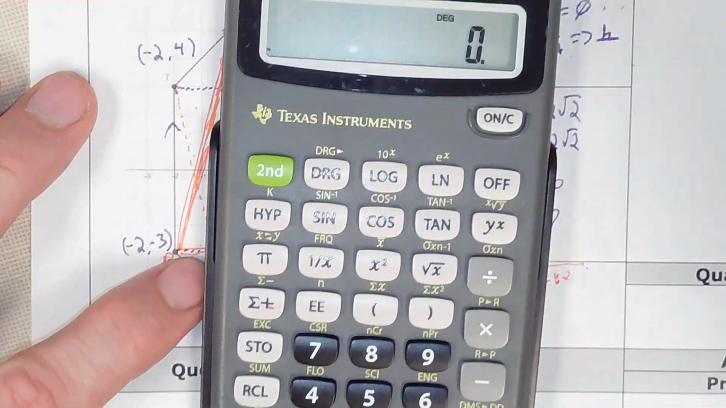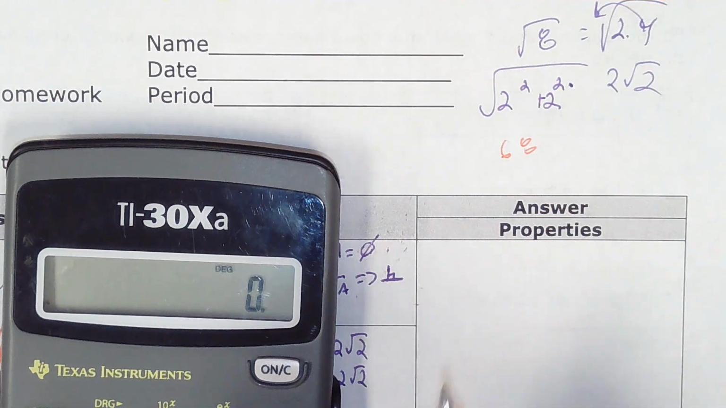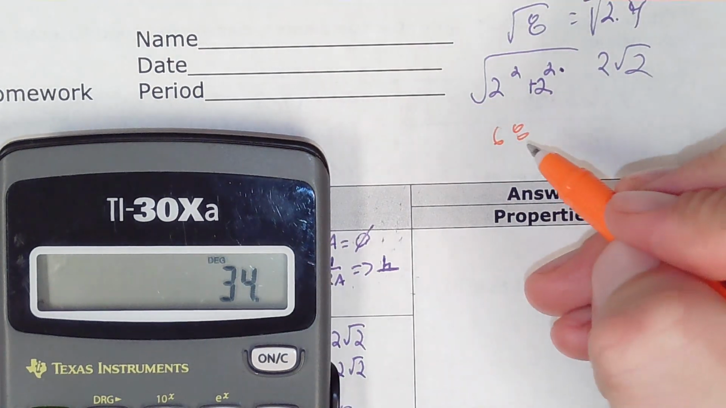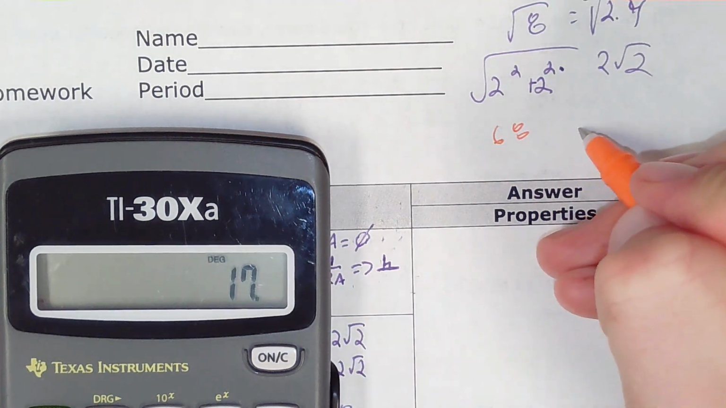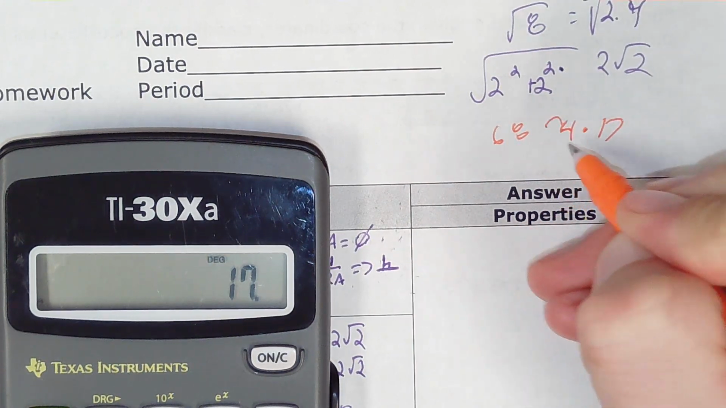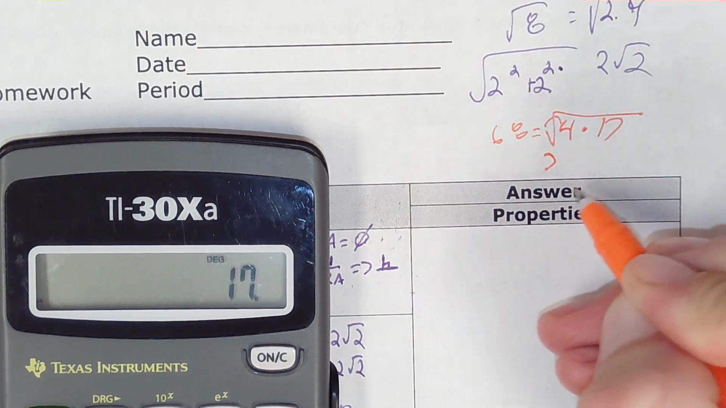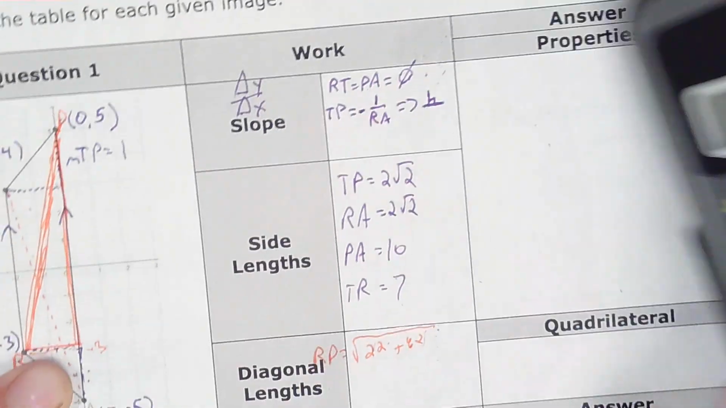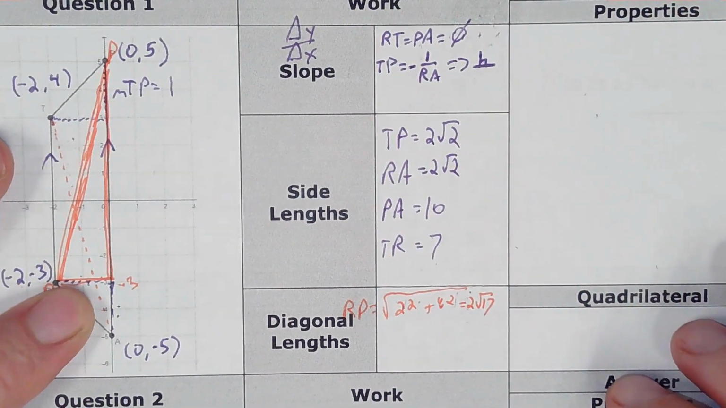So let's see, 68 divided by 2 is 34, divided by 2 is 17. So this is going to be 4 times 17. I can bring out the 4. That's the square root of 4 times 17, so I bring out the 4 and make it 2 square root of 17. Alright, so that's going to be equal to 2 square root of 17. So that's that diagonal.